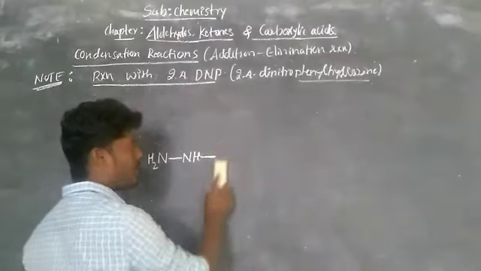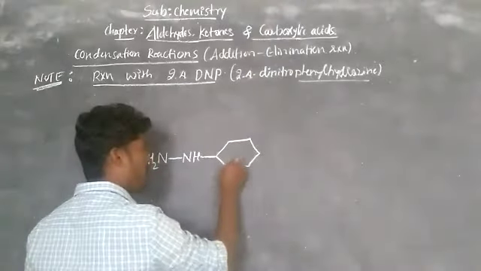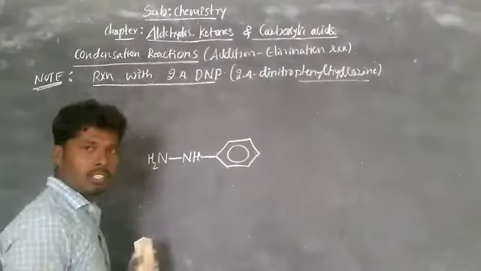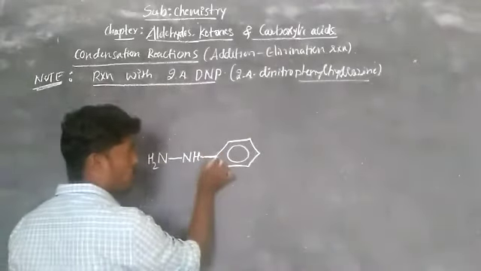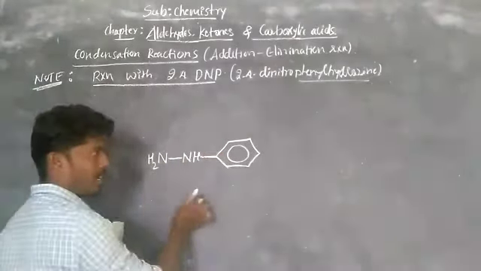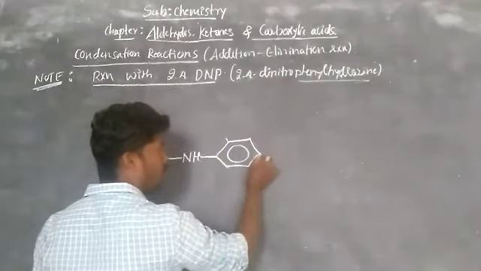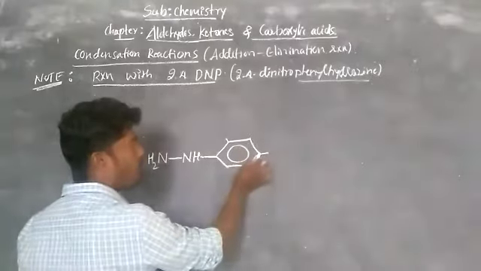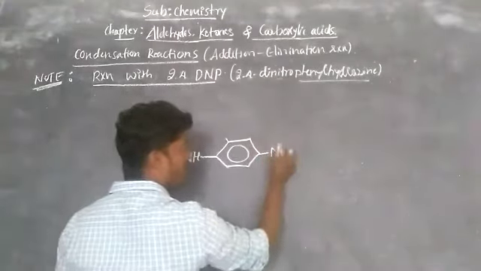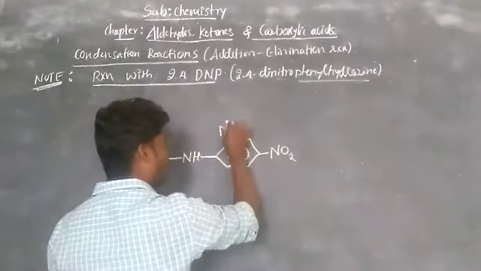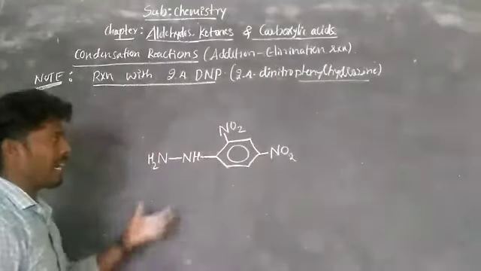You know Ph is nothing but the benzene ring, right? 2,4 dinitro. 2,4 means this is position 1 because the substituent is there. Then this is the second position, this is third, and this is the fourth position. 2,4 di means 2 nitro groups. NO2 is the nitro group. Here also NO2. This is called 2,4 dinitrophenylhydrazine.